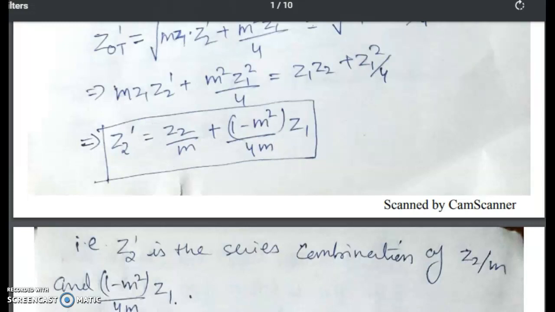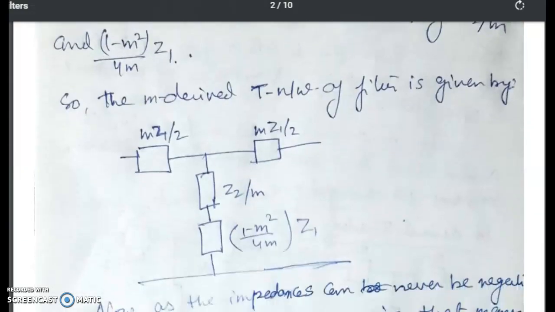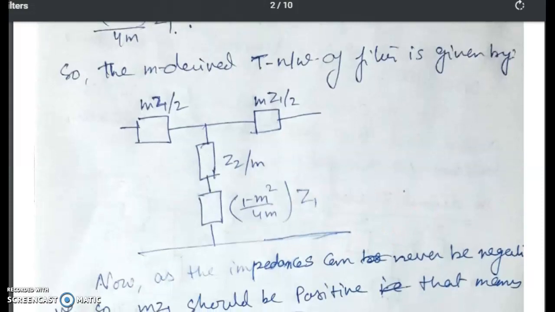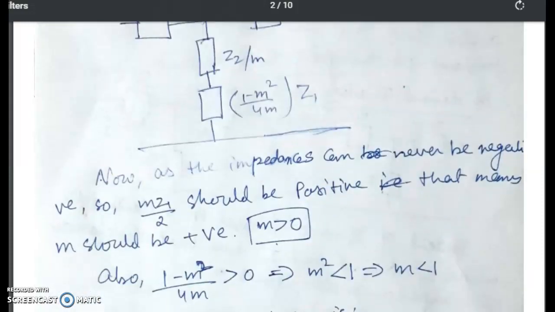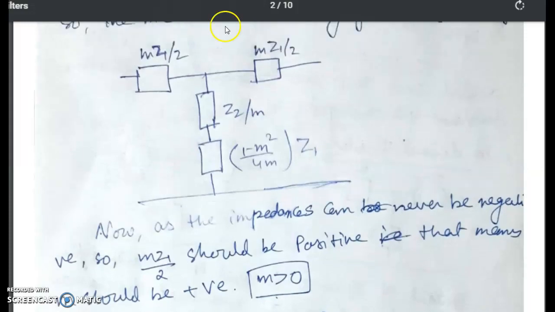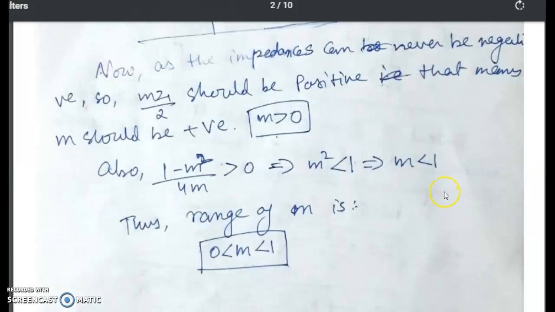So the M derived T network will look like this. The shunt arm Z2 dash is equal to the series combination of two impedances, Z2 upon M and (1 minus M square) upon 4M into Z1. Now as the impedance can never be negative, the condition applied is that the impedance MZ1 upon 2 should be greater than 0, that means M should be greater than 0, and this term (1 minus M square) upon 4M should also be greater than 0, that means M is less than 1. So the range of M is defined, which lies between 0 and 1.